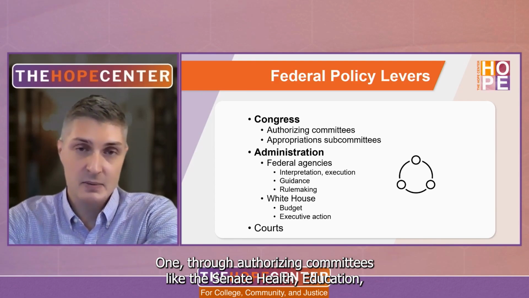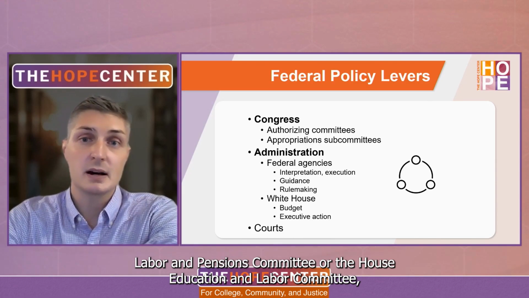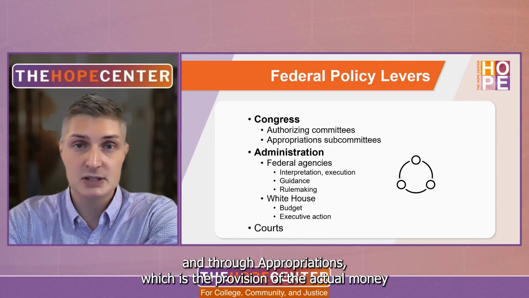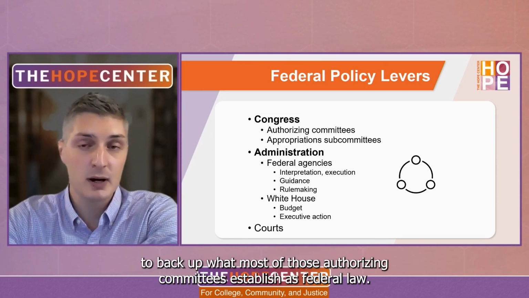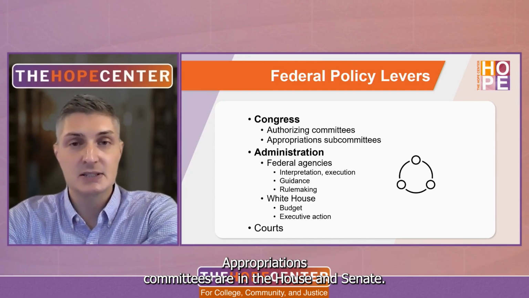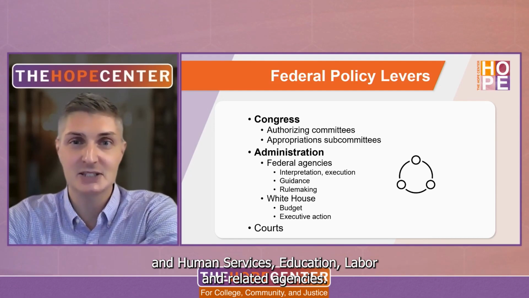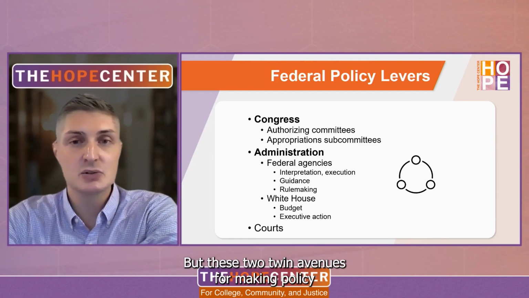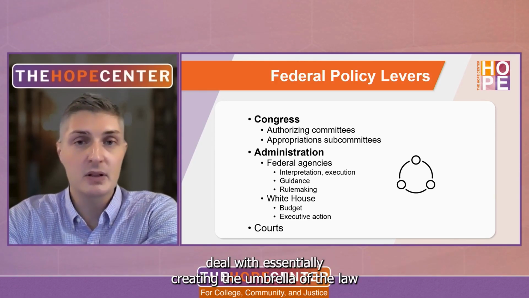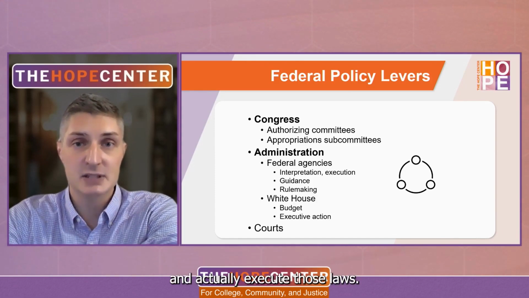One, through authorizing committees like the Senate Health, Education, Labor, and Pensions Committee, or the House Education and Labor Committee, and through appropriations, which is the provision of the actual money to back up what most of those authorizing committees establish as federal law. The appropriations committees are in the House and Senate, the subcommittees for Health and Human Services, Education, Labor, and related agencies, a real mouthful. But these two twin avenues for making policy deal with essentially creating the umbrella of the law and then providing the actual money to make an impact and actually execute those laws.